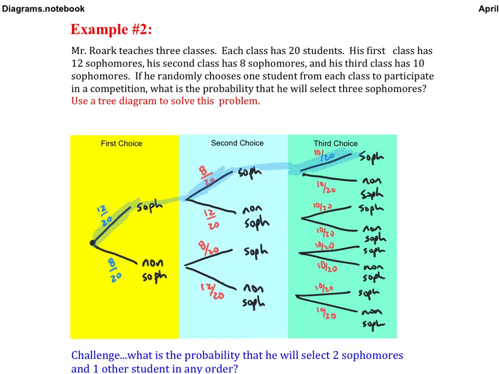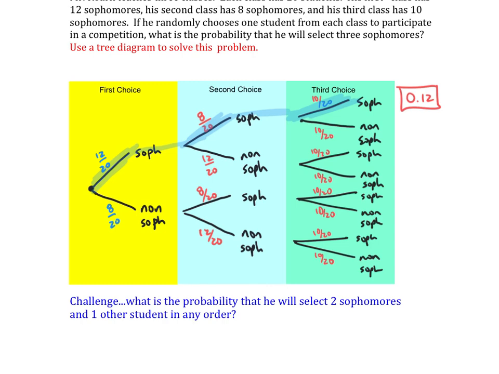Now remember, when we want this particular path, we're going to simply calculate the probability of that path by taking 12 over 20, and then we will multiply by 8 over 20, and then we will multiply by 10 over 20. So we're multiplying by each probability. And when we do that, for the probability of this path, we get 0.12. And that's the probability of picking 3 sophomores in each of the classes.